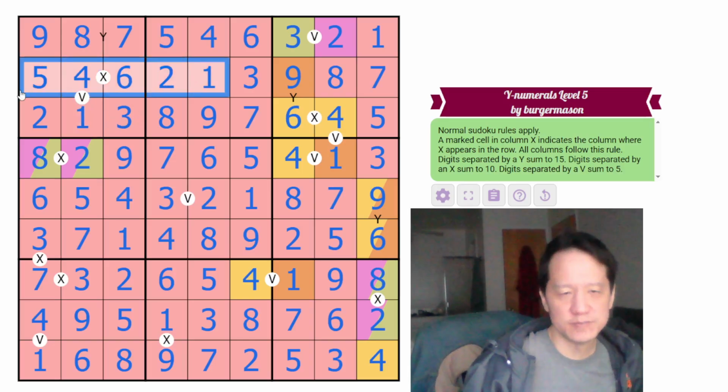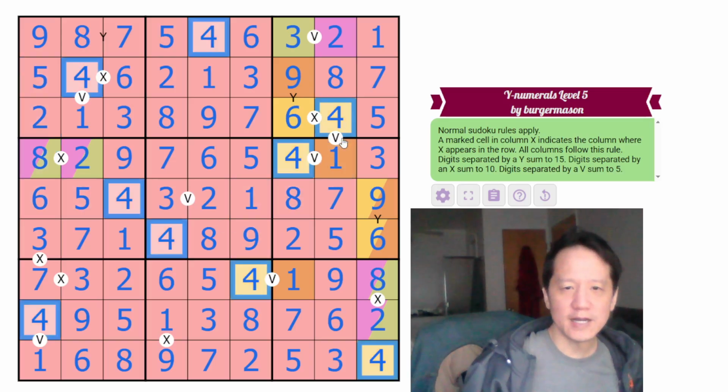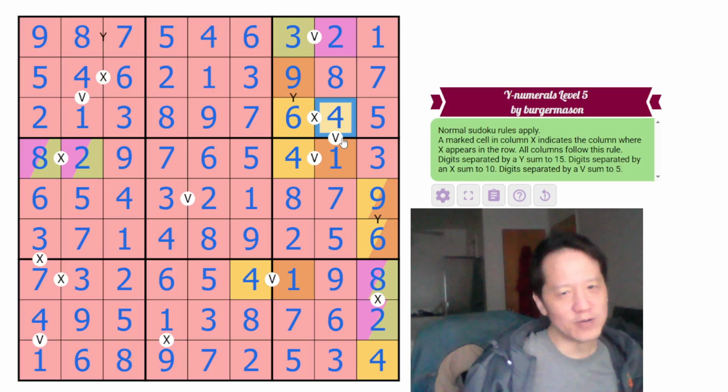breaking into this puzzle. I guess we didn't need my coloring. Oh well, still it's kind of fun trying to color stuff.